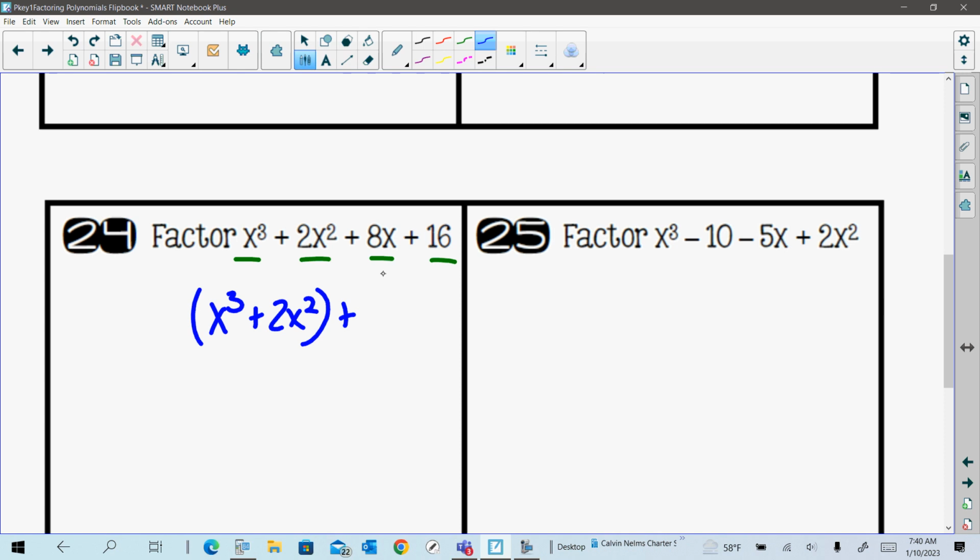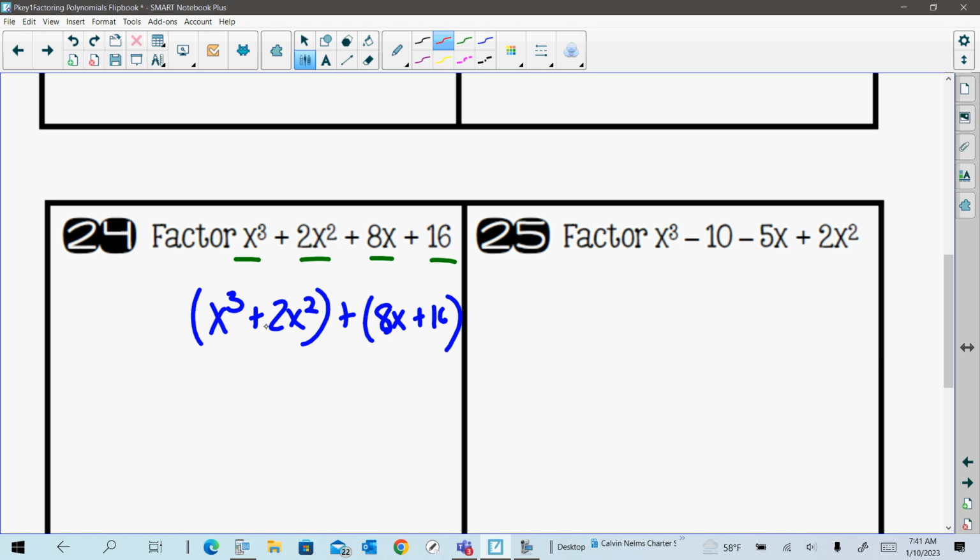And then you group the next two. Plus 8x, sorry, plus 16. Sorry, I kind of ran out of room. All right, so first group the first two and the last two. Then you want to look for a GCF. Does it have to be in order like that, or does it not matter? It doesn't matter, as long as you do two groupings.